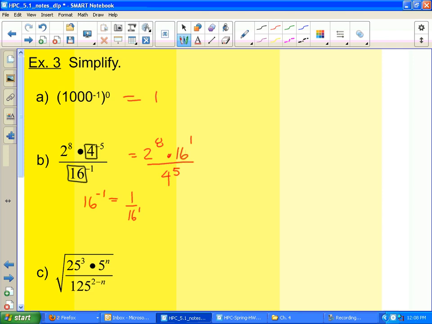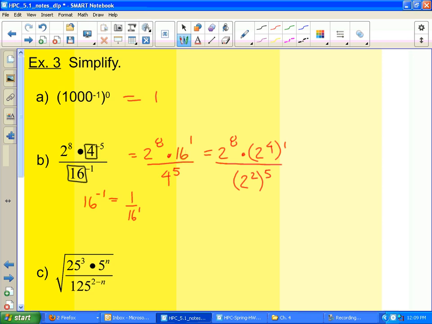There you go, good. So Drache recognized that 16 and 4 are both base 2 numbers. So if we change all of those to base 2 numbers, then I can use my properties of exponents. Same bases, multiplying, add powers. So this becomes 2 to the 8 times 2 to the 4th, which is what 16 is, and that's still being raised to the first power. And all of it over 2 squared, which is 4, and then it is being raised to the 5th power.